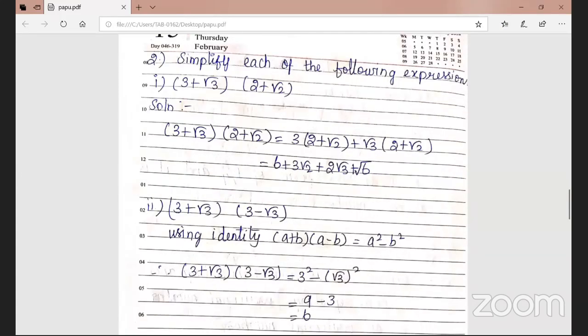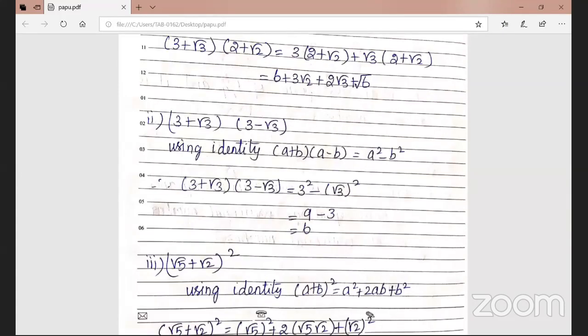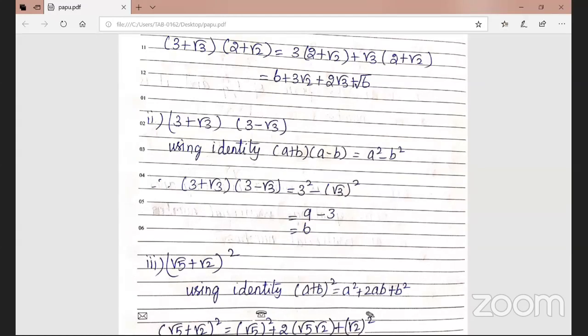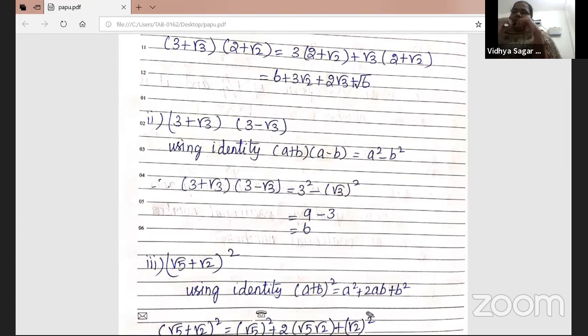Okay, now see: 3 plus root 3 into 3 minus root 3. Right? This question is in an identity form. That is your a plus b, a minus b. I hope that you know the formula of a square minus b square. It is in that form. So I am taking a value as 3 and b value as root 3.